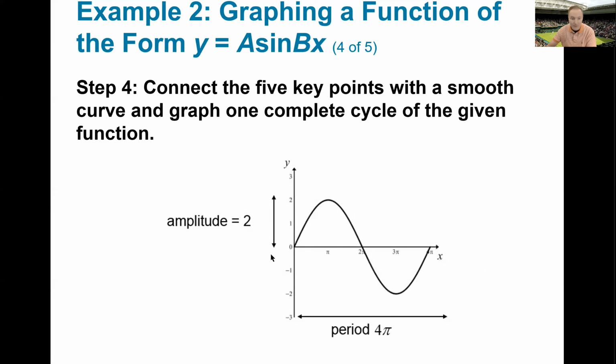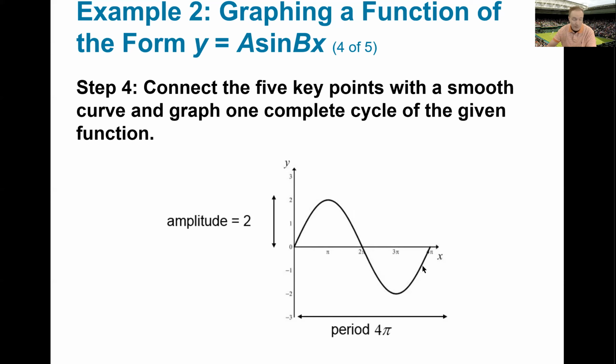That's why they go from 0 to 4 pi here. So you can say it's being stretched by a y value of 2. That's why it goes up to 2 and down to -2 here. Now I get my entire sine function graph, the entire period from 0 to 4 pi.